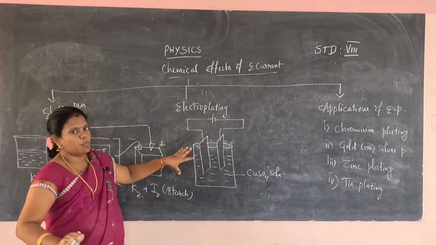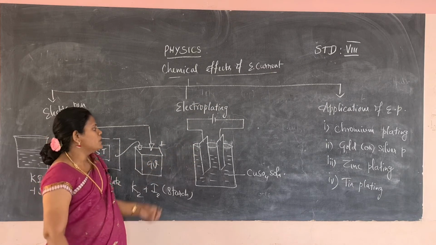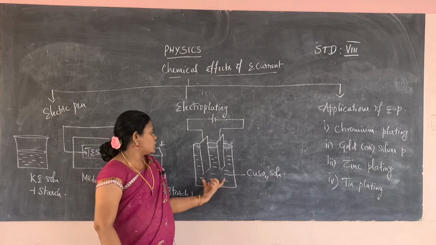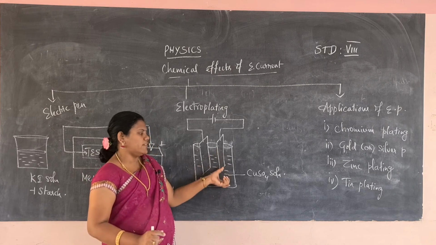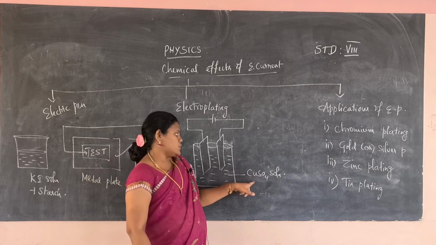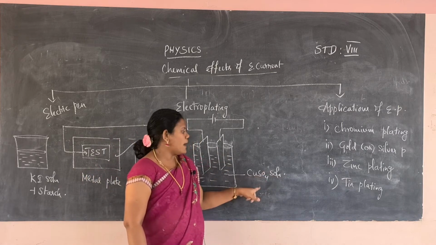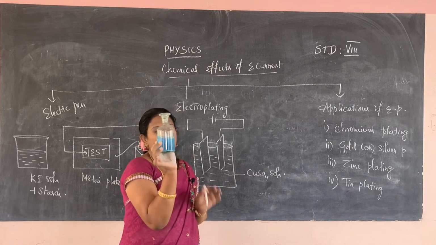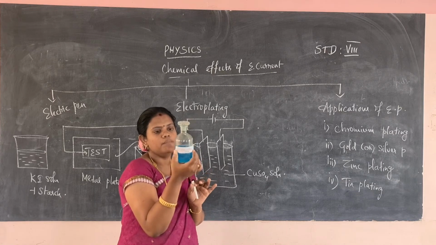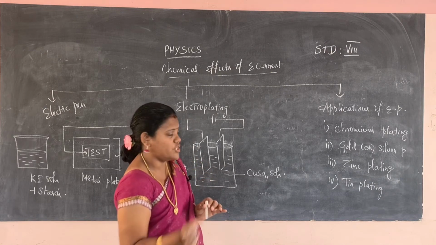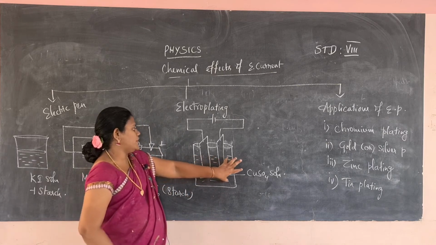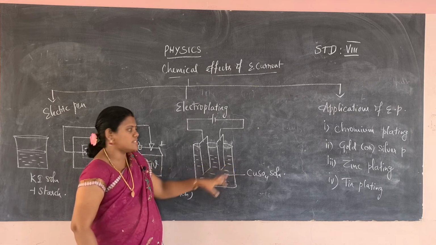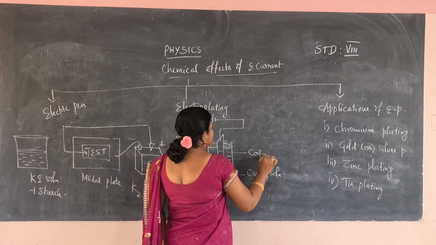So I explained the electroplating process. Electroplating, as well as the chemical effects of current, always involves a liquid. So you take one container filled with one liquid, that is, we choose the copper sulfate solution. This is called copper sulfate solution. Copper sulfate solution is nearly sky blue color, bluish color. Then you take the copper sulfate solution in that pot. Then you have to dip the two electrodes, that is the copper rods. That rod is called copper rod.